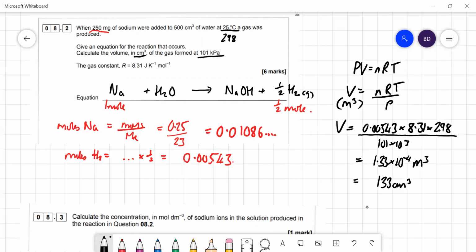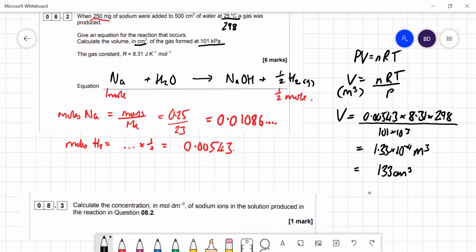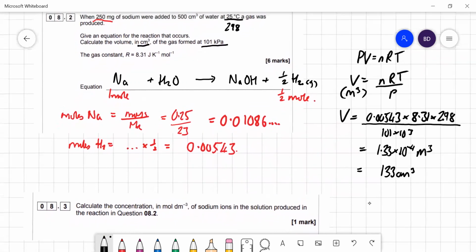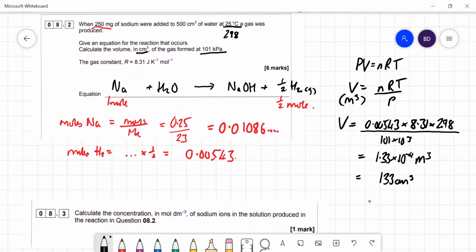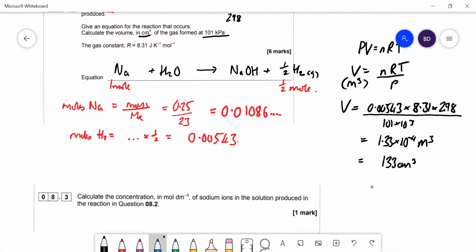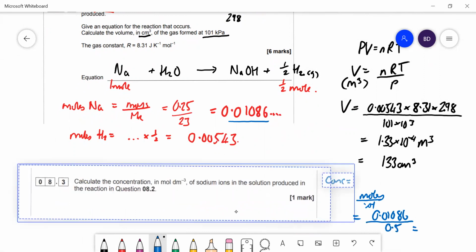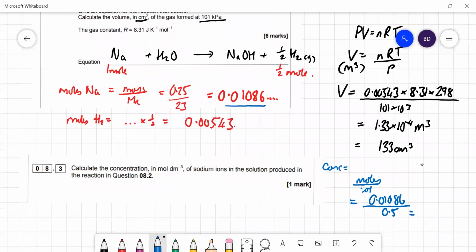Right, calculate the concentration in moles per decimeter cubed of the sodium ions in the solution produced in the reaction. Okay, so concentration is equal to moles over volume. The number of moles of sodium ions we worked out was 0.01086, divided by the volume, which is 0.5, because 500 centimeters cubed is of course 0.5 dm cubed.